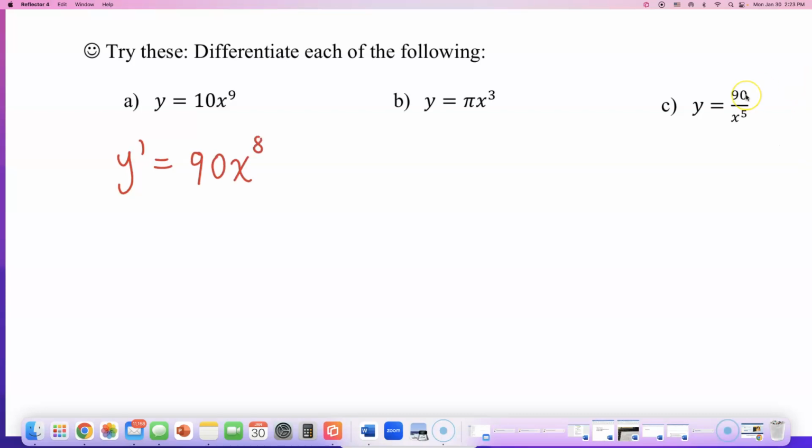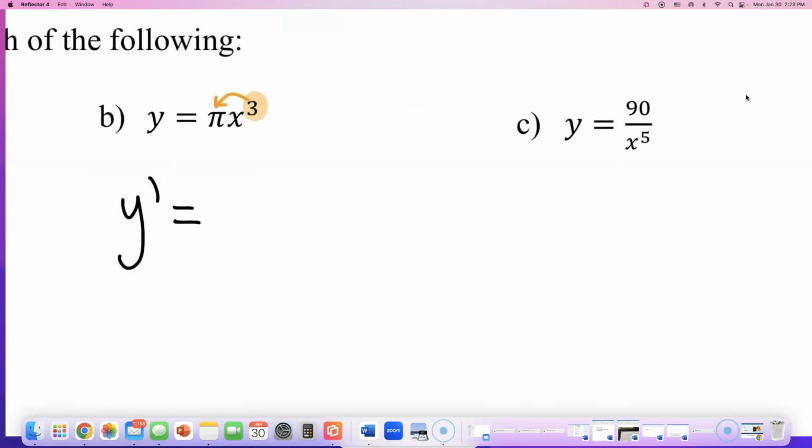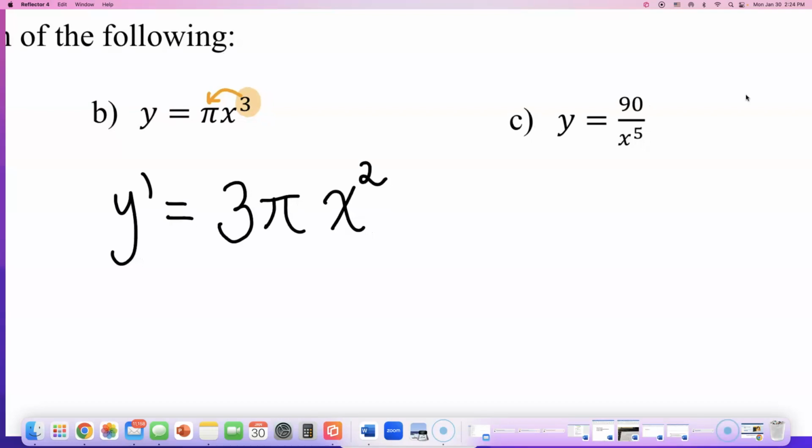Well, next one, if you bring down this exponent of 3 so that it can be multiplied to the original coefficient, you have to do what? Pi times 3, right? So y prime is going to be 3 pi x to the, go down 1 from the old exponent, so it should be squared. So that's the answer for B.